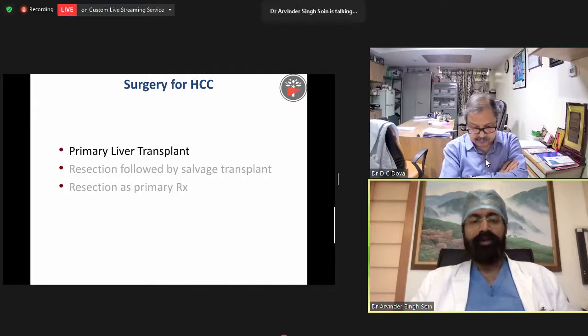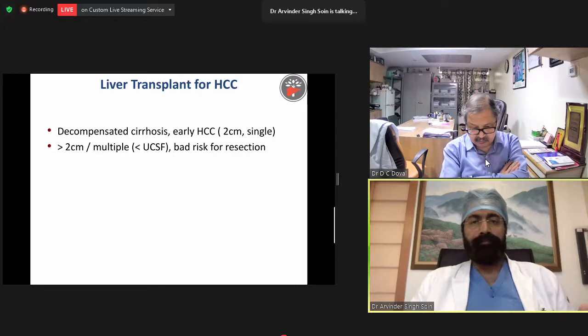Now, let's look at the kinds of surgery possible for HCC. One is a primary liver transplant. The second one is a resection followed by a salvage transplant for recurrence. And the third is resection as a primary treatment. Now, liver transplant for HCC. If there is decompensated cirrhosis and early HCC, or there is Child's A or B with more than 2 centimeter lesion or multiple lesions, they are bad risk for resection and a straightforward selection for transplant.